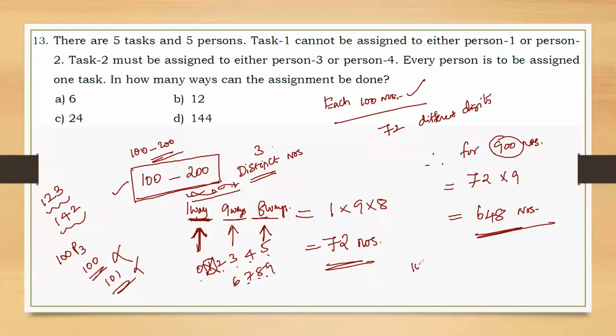We should not consider this also: 101, 110 series up to 119. It's not possible, right? So the remaining 72 will be different digit numbers. Out of 900 3-digit numbers, we have 648 different digit numbers. Is it clear how to find this using permutation? Any doubts, sir?